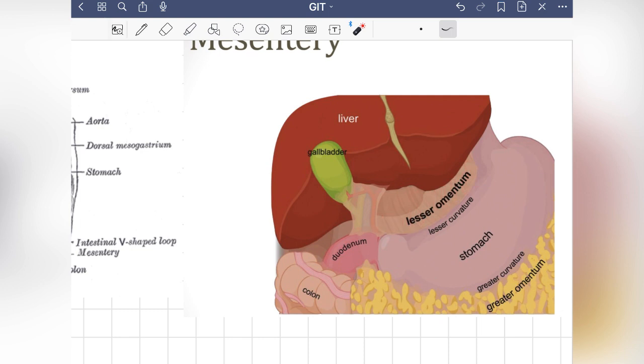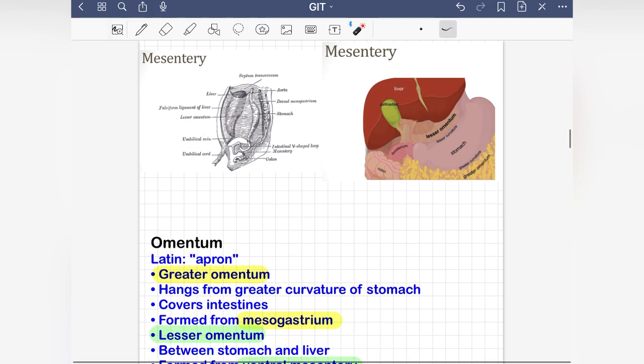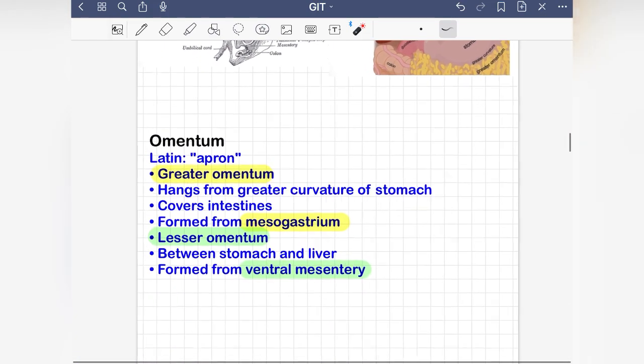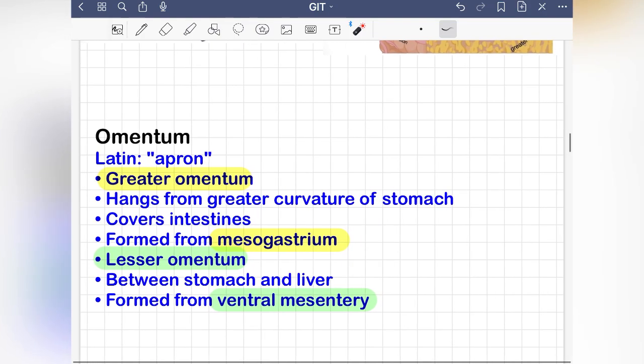It is derived from mesogastrium and therefore derived from mesoderm tissue. There's also the lesser omentum, which we saw on the last slide, that is the connection between the stomach and liver, and as I said before, it's easy to remember that this structure is formed from ventral mesentery.